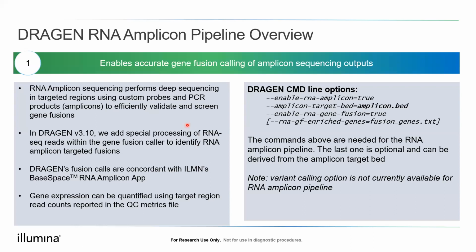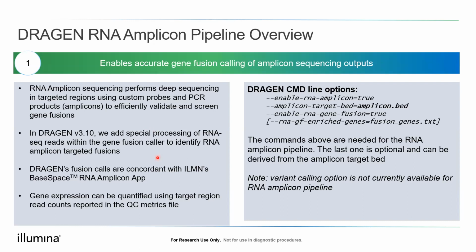Okay, so let's look at the RNA Amplicon pipeline. This pipeline is designed to enable accurate gene fusion calling. Just some background here. RNA Amplicon sequencing performs deep sequencing in targeted regions using custom probes or amplicons, and that is efficiently used to validate and screen for gene fusions. So in 3.10, to address such a sequencing approach, we have special processing of these RNA-seq reads, and then use it with the gene fusion caller to identify these fusions.